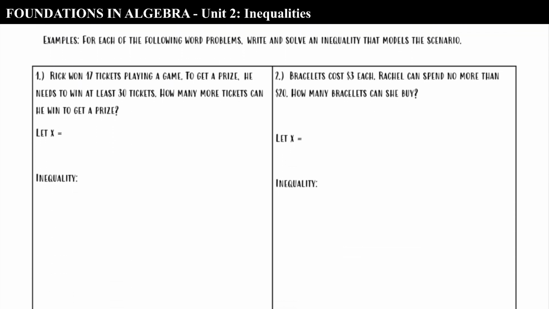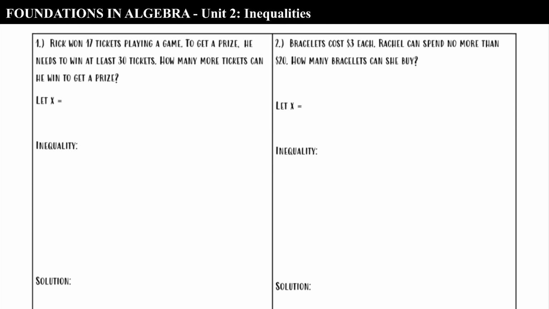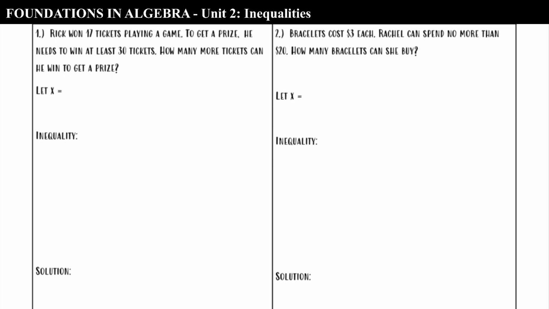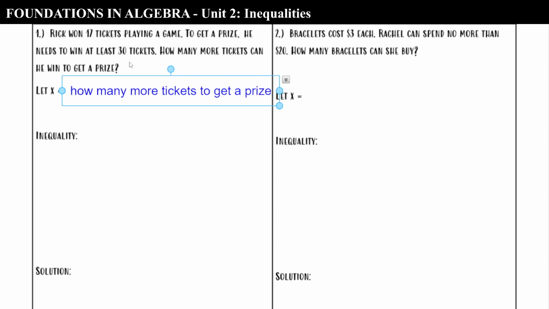So let's do some examples. Rick won 17 tickets playing a game. To get a prize, he needs to win at least 30 tickets. How many more tickets can he win to get a prize? So just like we did with the equation word problems, we're going to identify what our unknown is. So we're going to let X be how many more tickets to get a prize. That's going to be our X.